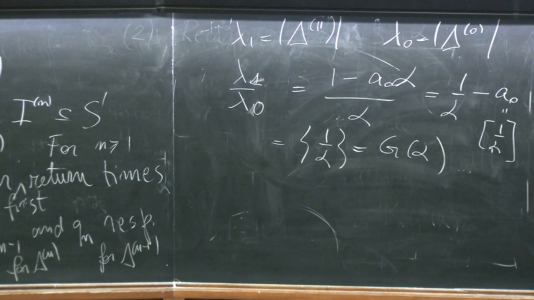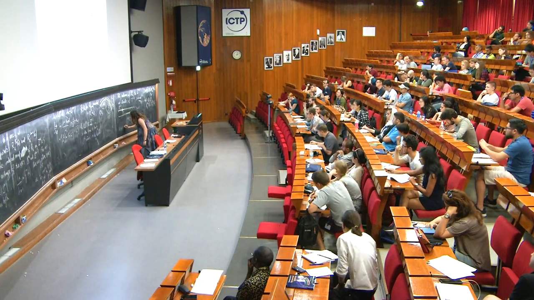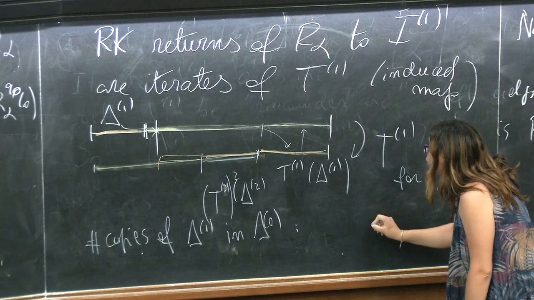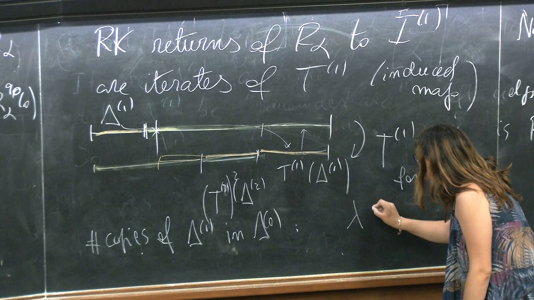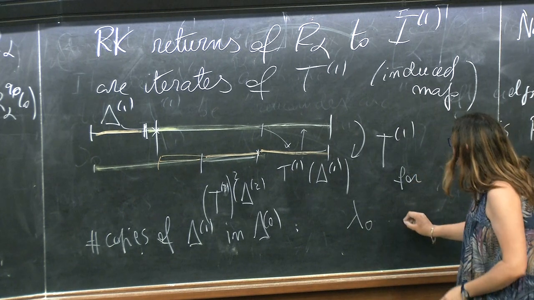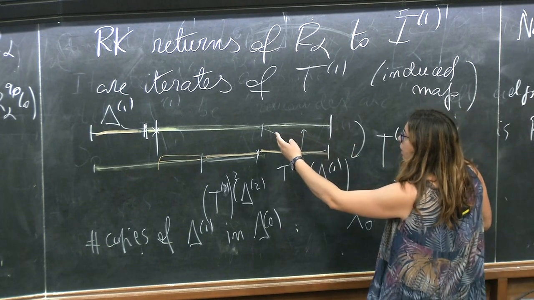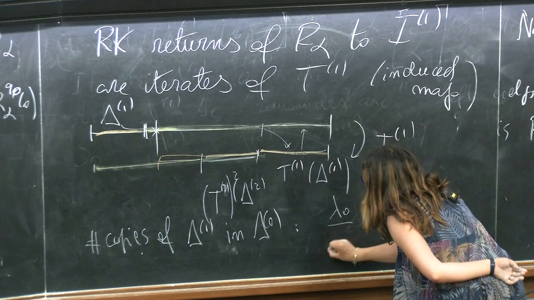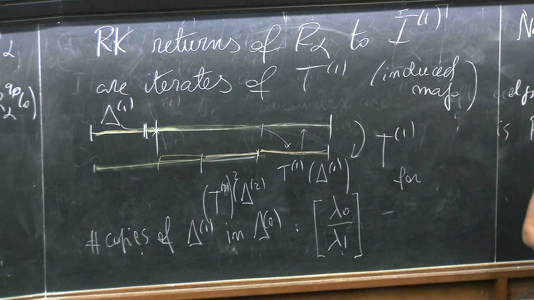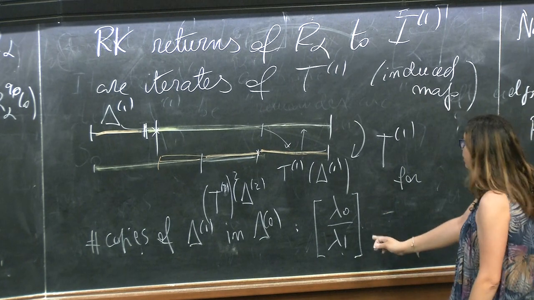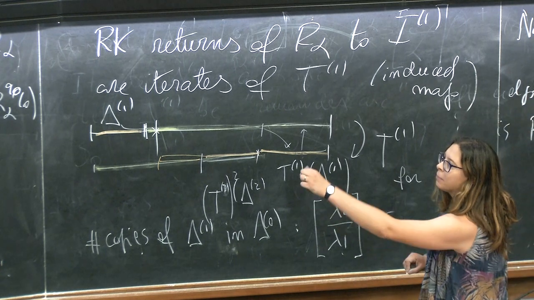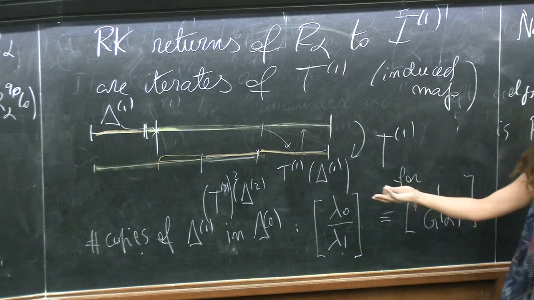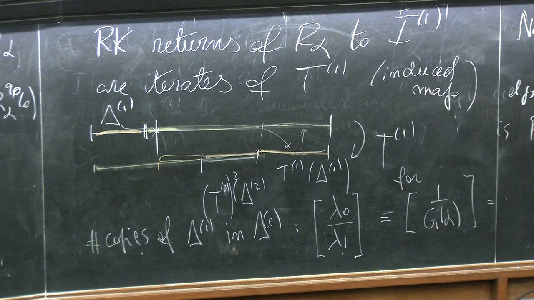And similarly, the cardinality of copies of delta 1 in delta 0. How much are those? I need to take the length of delta 0, lambda 0, and this cardinality of copies of delta 1 in delta 0 is just, I have to take lambda 0, divide by lambda 1, and take the integer part. Okay? So this is the definition. I divide and take how many times it fits. Lambda 0, I hope I get it right. So I proved that lambda 1 over lambda 0 is Gauss of alpha. So this is the integer part of 1 over Gauss of alpha, because this is the opposite ratio. And what is the integer part of 1 over Gauss of alpha?